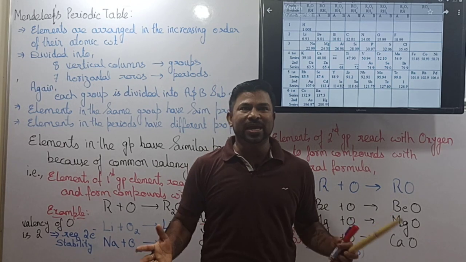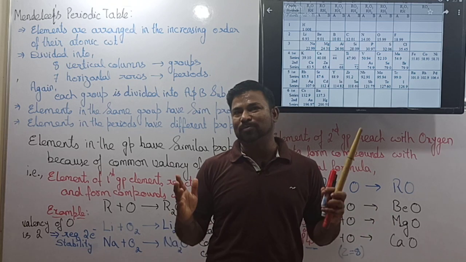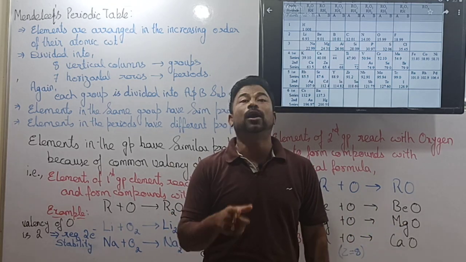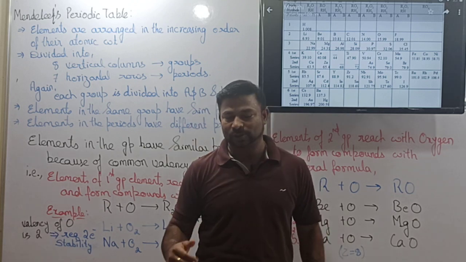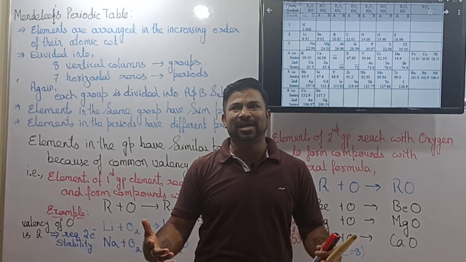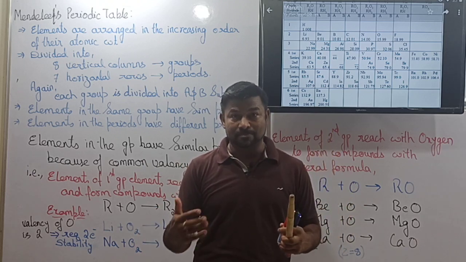So the reason the properties are similar within the groups according to Mr. Mendeleev is because of the common valency of the elements present in the entire group. So guys, hope you are able to understand. It's a clear-cut explanation so that you can understand better.